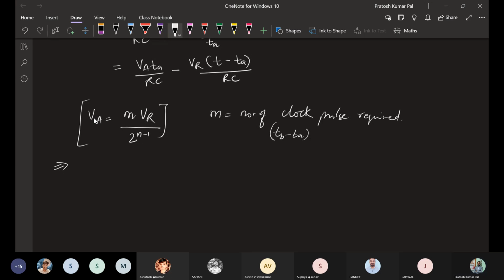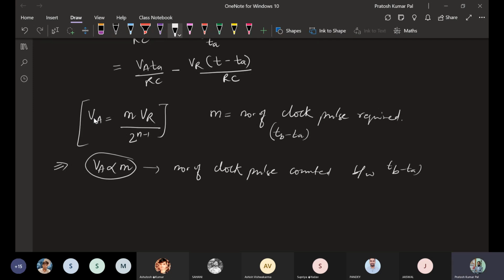So here we can see that m is the number of clock pulses required, or the number of clock pulses counted between TB minus TA. So the counter will be proportional with.